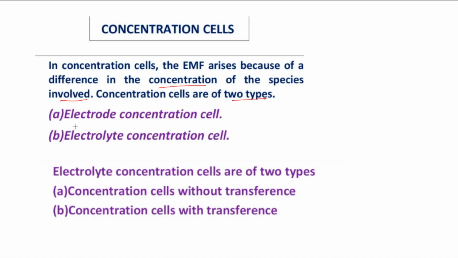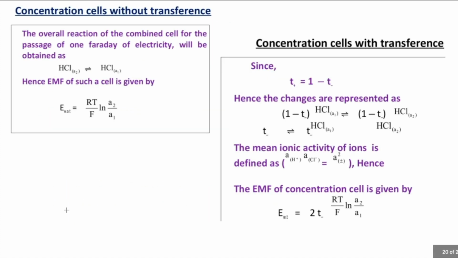Concentration cells are of two types. One is the electrode concentration cell, and the other one is the electrolyte concentration cell. Electrolyte concentration cells are of two types: concentration cells without transference, and concentration cells with transference. Now let's talk about concentration cells without transference.